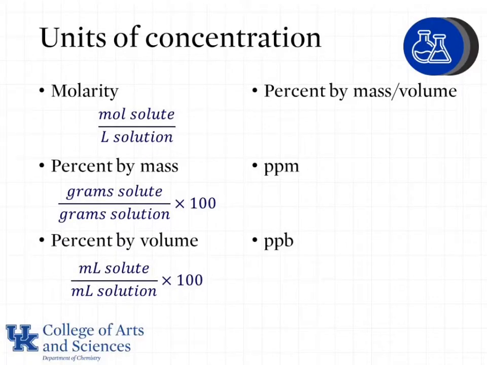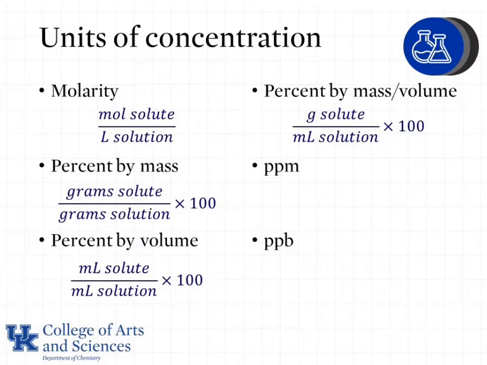Percent by volume is milliliters of solute over milliliters of solution times 100. And percent by mass volume is grams of solute over milliliters of solution times 100. It's important to understand that there are different types of percentages, and even the same solution can be described by 3 different percentages.